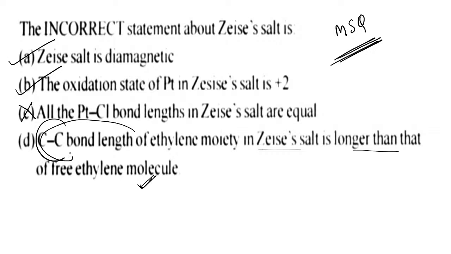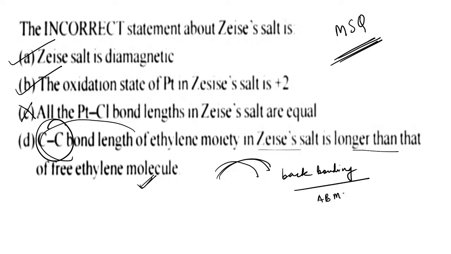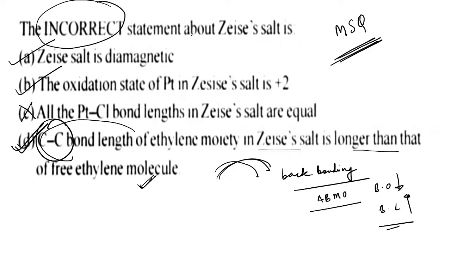They're asking about C-C. If there is back bonding, you are adding electrons in the anti-bonding molecular orbital, so you are decreasing bond order but increasing bond length. So the C-C bond length of the ethylene moiety in Zeise's salt is longer than free ethylene, so this is also a correct option. According to the question, we have to figure out the incorrect option, so only C is your incorrect answer.